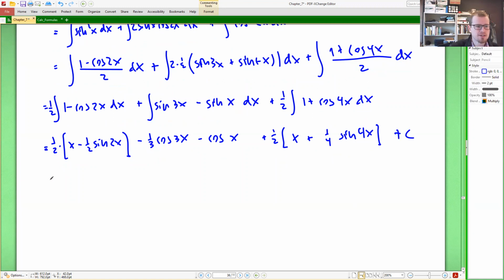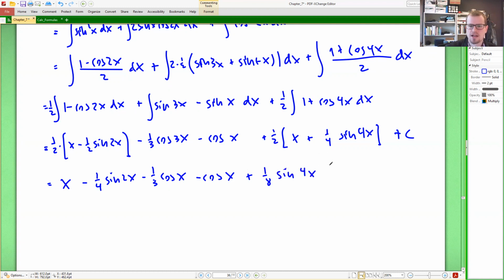So we can simplify this a little bit. This is 1/2 x plus 1/2 x, so that's just x. 1/2 times a negative 1/2 of sine of 2x gives us minus 1/4 of the sine of 2x, minus 1/3 cosine of 3x, minus cosine of x, plus, I put this over here already, 1/8, distributing the 1/2, that is 1/8 of the sine of 4x. And don't forget the plus c.